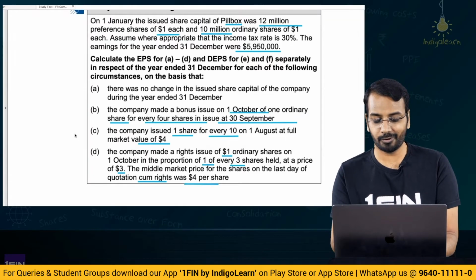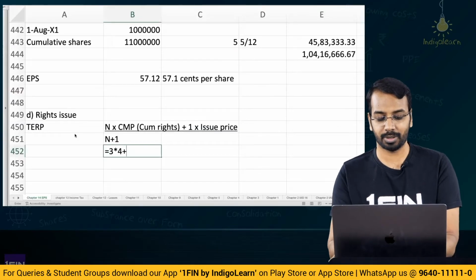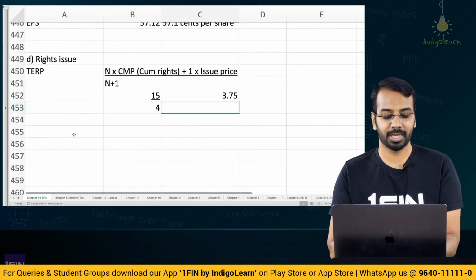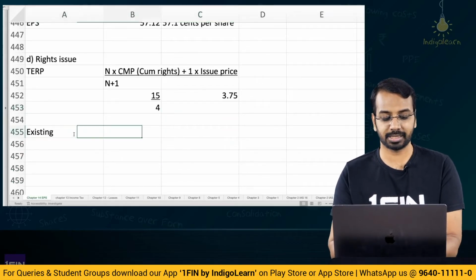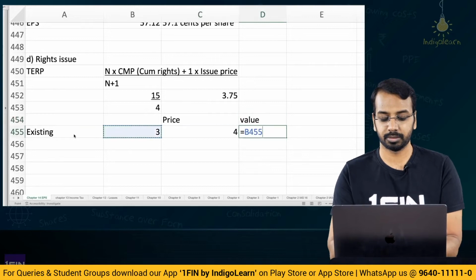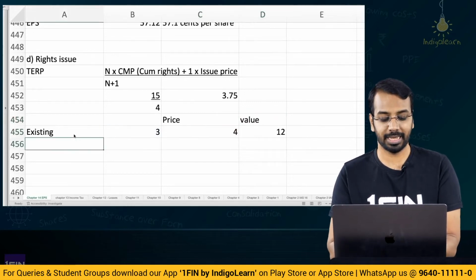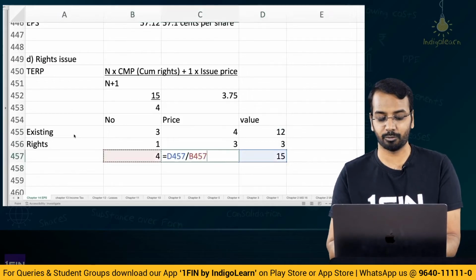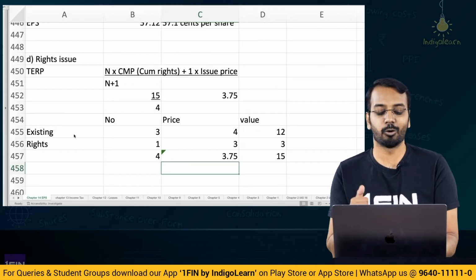So here it is what? 1 for every 3. So 3 multiplied by price is 4 plus 1 multiplied by 3 divided by 4. So that is 15 divided by 4, you get 3.75. Another way to do it is existing 3, price 4, value 12, then rights, you will get 1 share at a price of 3, so which is 3, the total of this is 15, the total of this is 4, so the average price becomes 15 divided by 4, which is 3.75, right. So that is what is the rights issue or theoretical ex rights price.